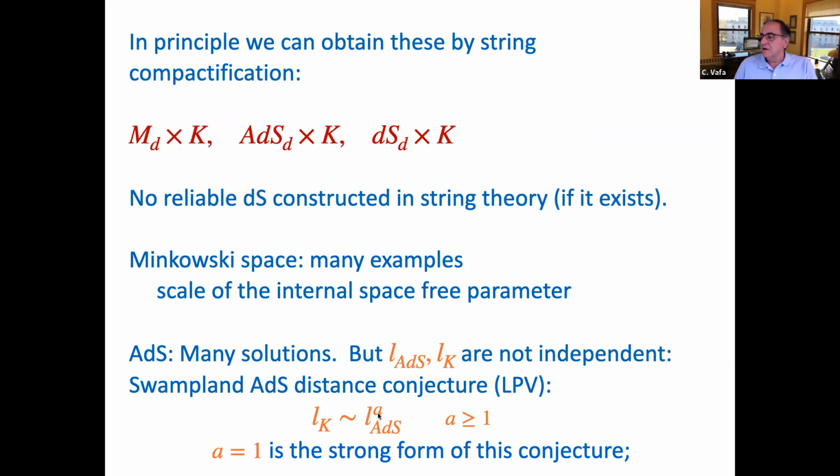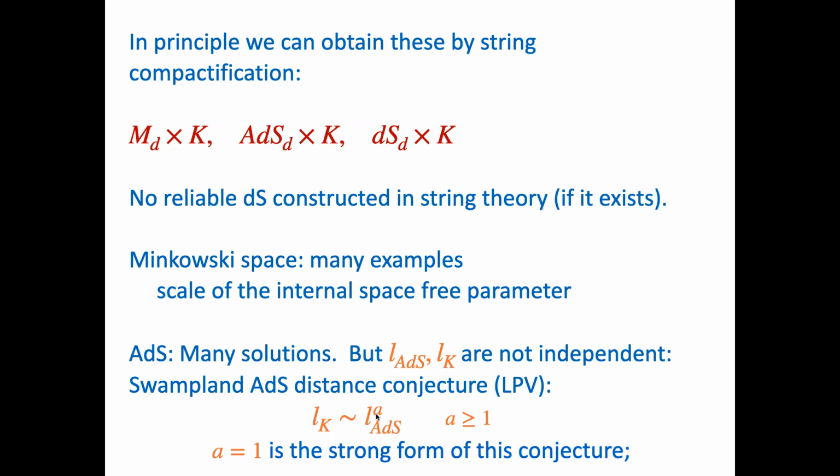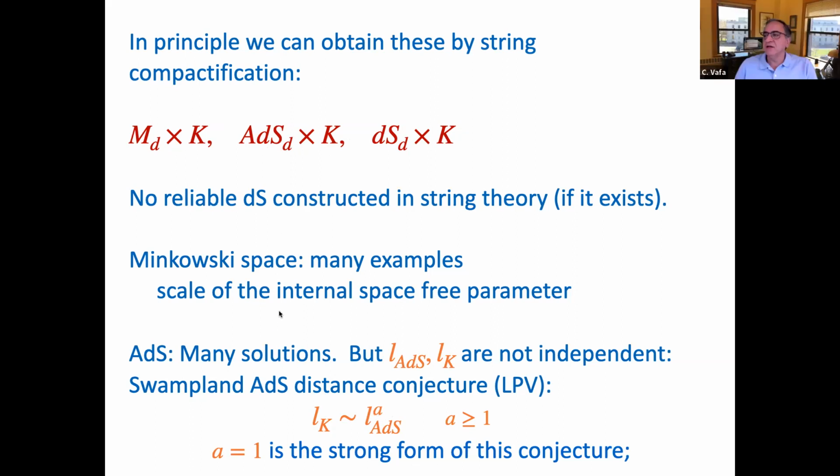And the conjecture that... In fact, this is related to the fact that ADS_d cross S^d, for instance, have the same radius. For instance, ADS5 cross S5 have the same radius. Exactly. That's a good example. ADS3 times S3, for example, times T4 or K3.